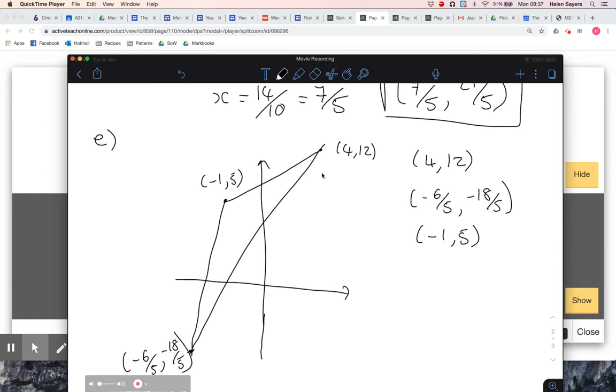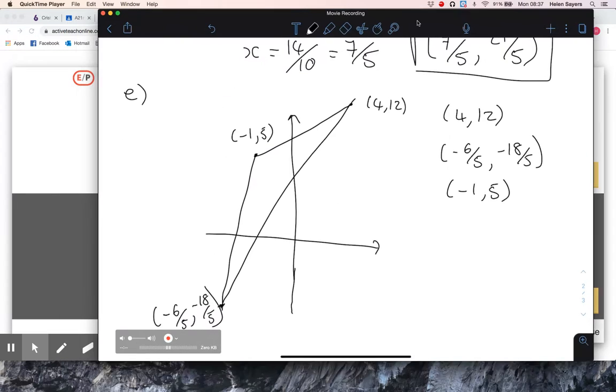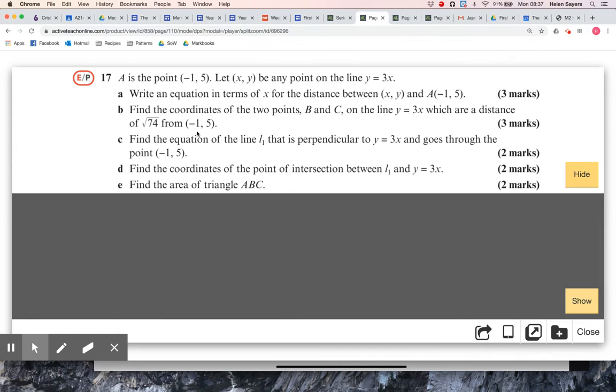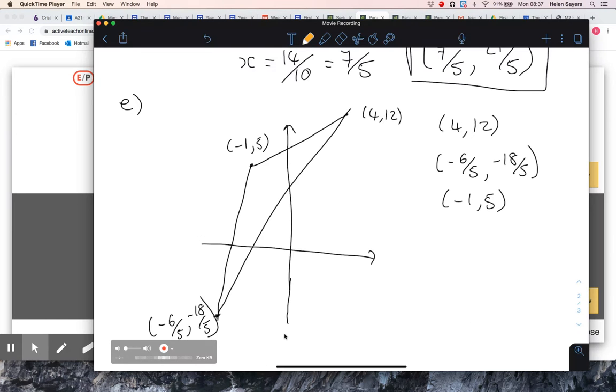Okay, so this isn't worth that many marks, I don't think, is it? This is only worth 2 marks, so there definitely has to be some kind of trick that I can use. Well, what do I know? Which of these is y equals 3x? So B and C were both on the line y equals 3x. So that's the line y equals 3x.